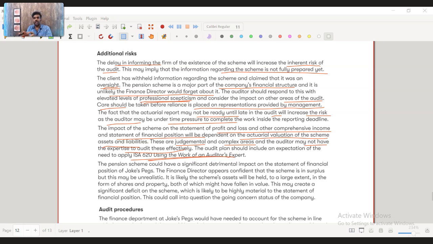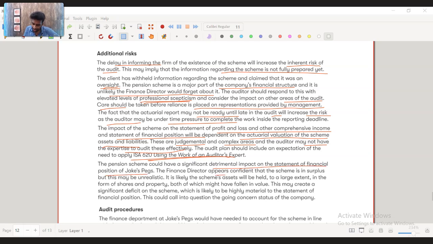So based on the actuarial report, he will send it to his actuarial expert, who will give him an opinion on it. So until and unless we get the actuarial report from the management side, we cannot place reliance on the expert. So hence the pension scheme would have a detrimental impact on the statement of financial position of X.